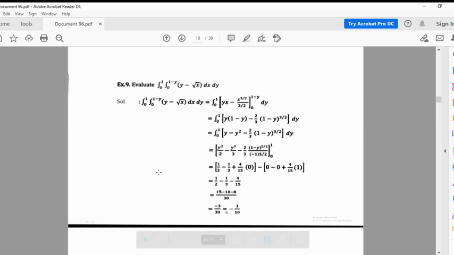Now, next example: integration varies from 0 to 1, integration varies from 0 to 1 minus y, of (y minus root x) dx dy. Now, here we have to take the integration with respect to x first. So, integration with respect to x. What is the integration with respect to x? Y is a constant. Integration of y is nothing but yx.